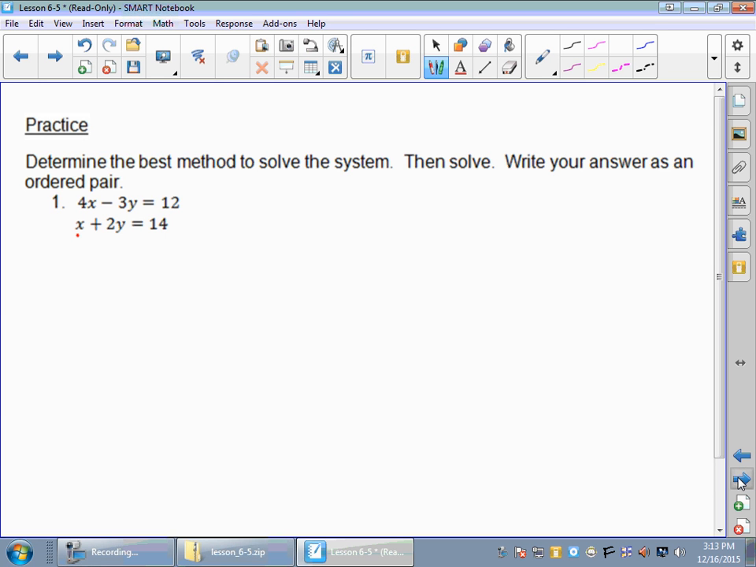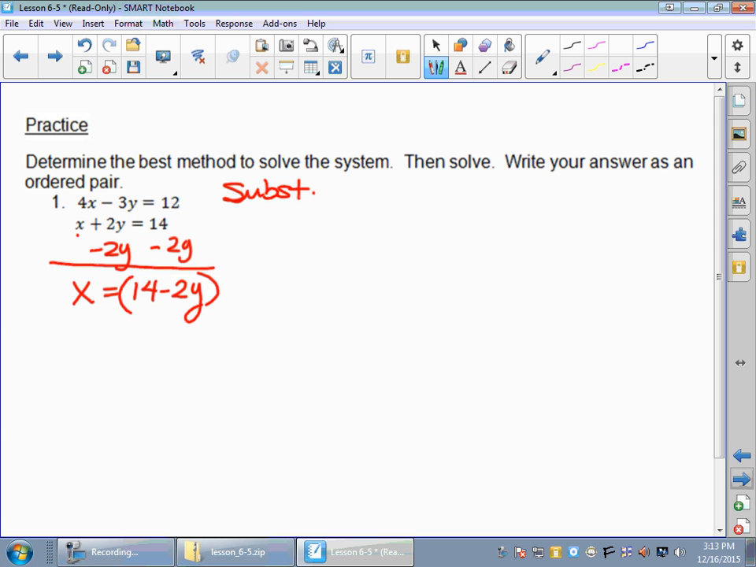Elimination, I'd have to use multiplication. So I could multiply by a -4 if I wanted to. I'm going to stick with substitution here. I think it's pretty easy to just move over the 2y. So I'm going to subtract 2y from both sides. And that gives me x is equal to 14 minus 2y. If you would rather put the negative 2y out in front of 14, that would work too.